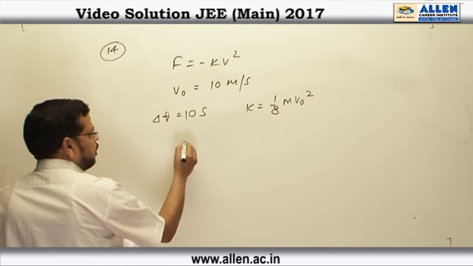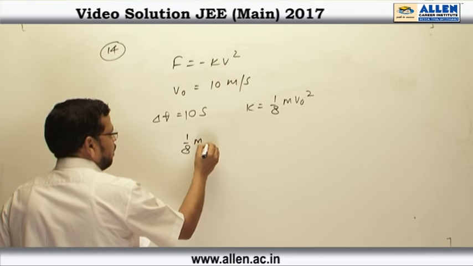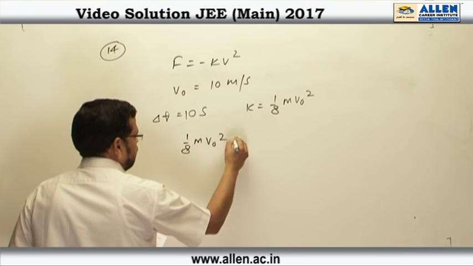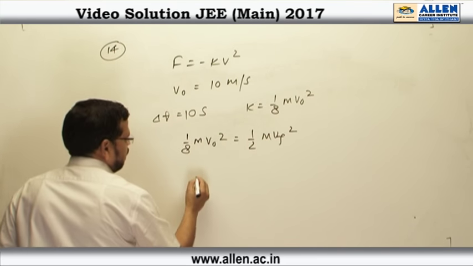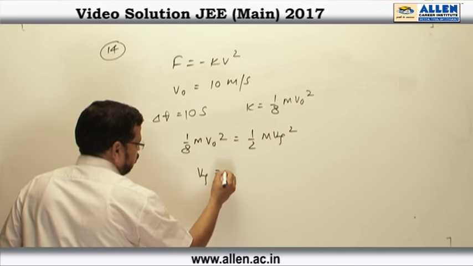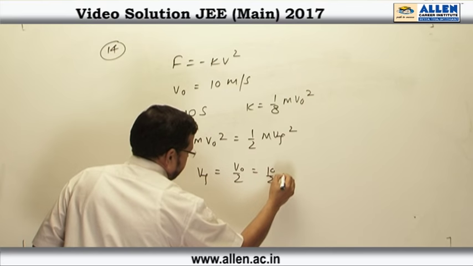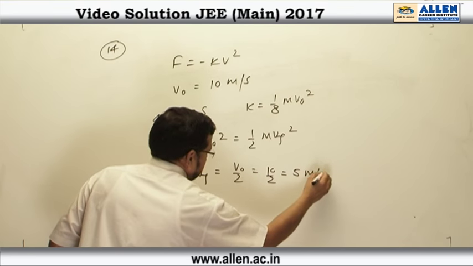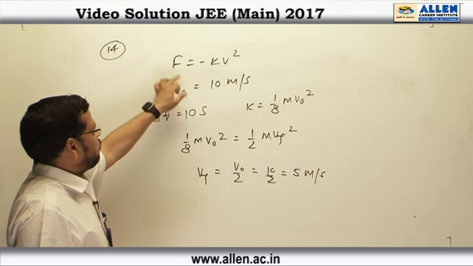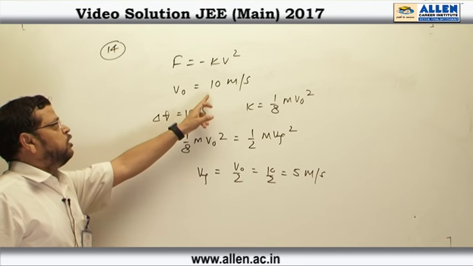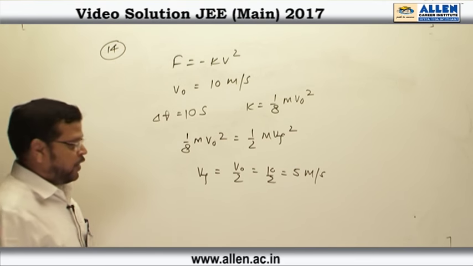We can write kinetic energy 1 by 8 m V naught square is equal to half m V final square, and we will simply get V final to be equal to V naught by 2, which is equal to 10 by 2, that is equal to 5 meter per second. Now, under the influence of this force, the particle's speed is changing from 10 meter per second to 5 meter per second in a time span of 10 second.